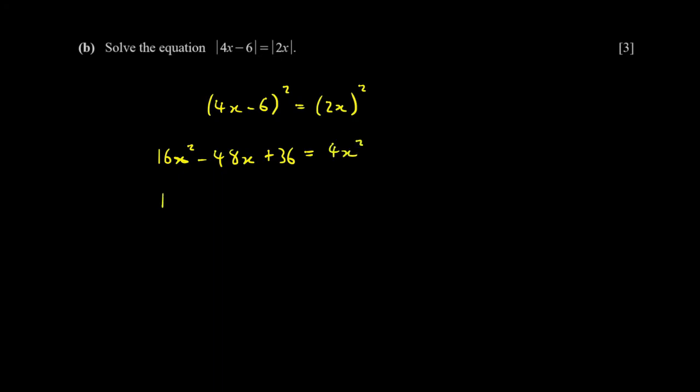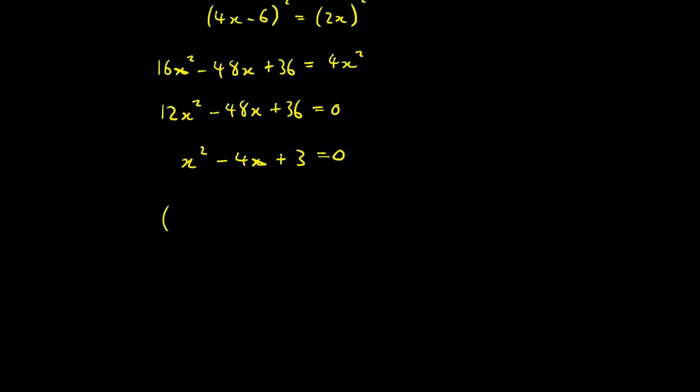So now I'm going to rearrange that. So 12x squared minus 48x plus 36 is equal to 0. And I think we can divide everything through by 12, right? So x squared minus 4x plus 3 is equal to 0. And this should factorize to give x minus 3, x minus 1. I think it's hopefully quite an easy one. And so therefore we've got two solutions, x is equal to 1 and x is equal to 3.